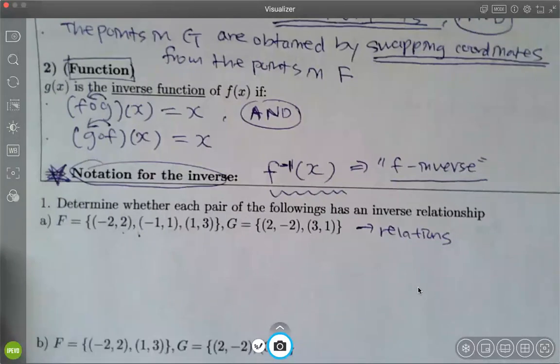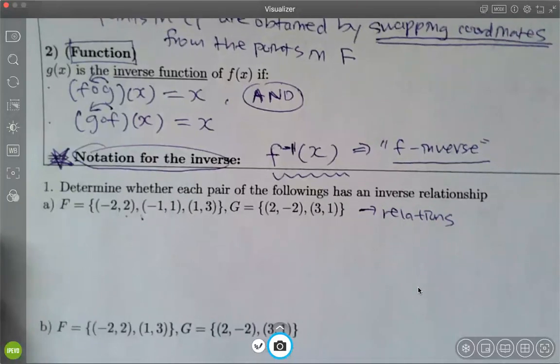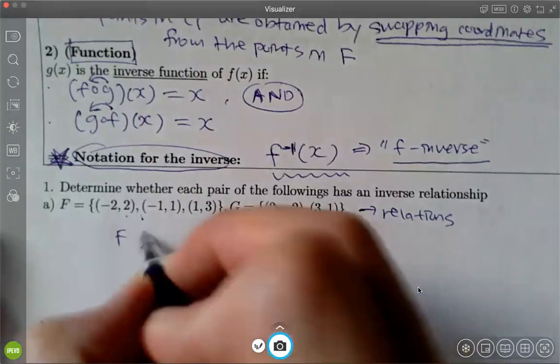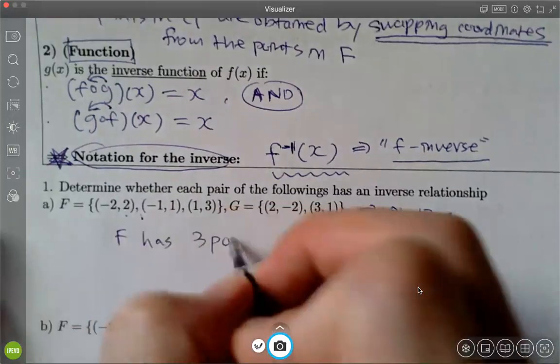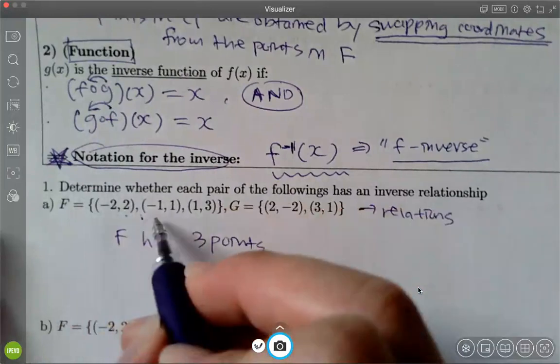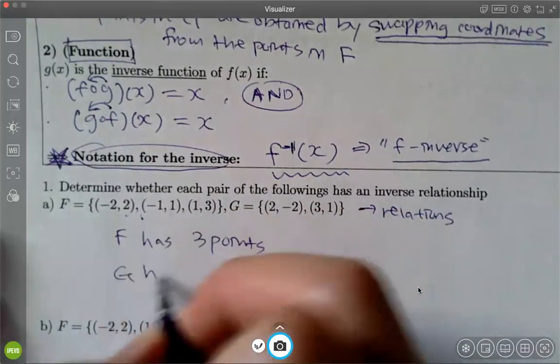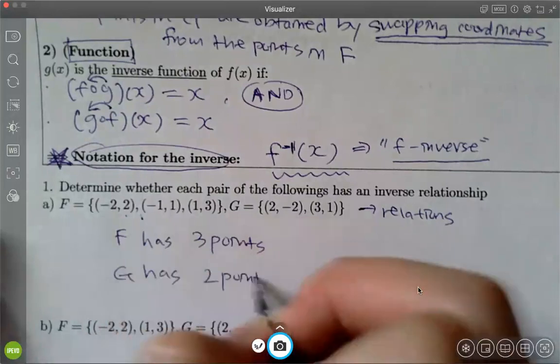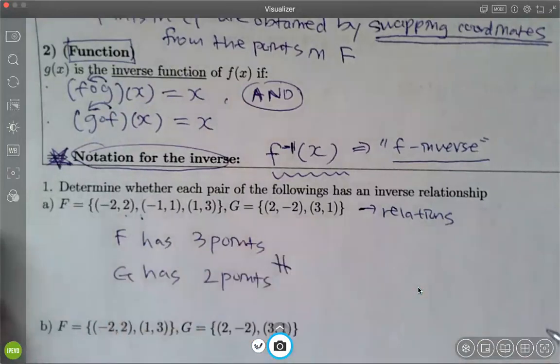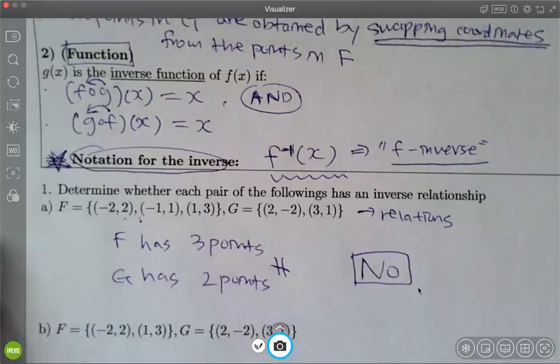Why not? Which condition fails? They don't have the same number of points. F has 3 points, (-2, 2), (-1, 1), and (1, 3), whereas G has 2 points. They're not the same, right? So no. And that's the neat thing about this definition. If one condition fails, you do not need to check condition number 2. If one condition fails, the entire thing is bad.